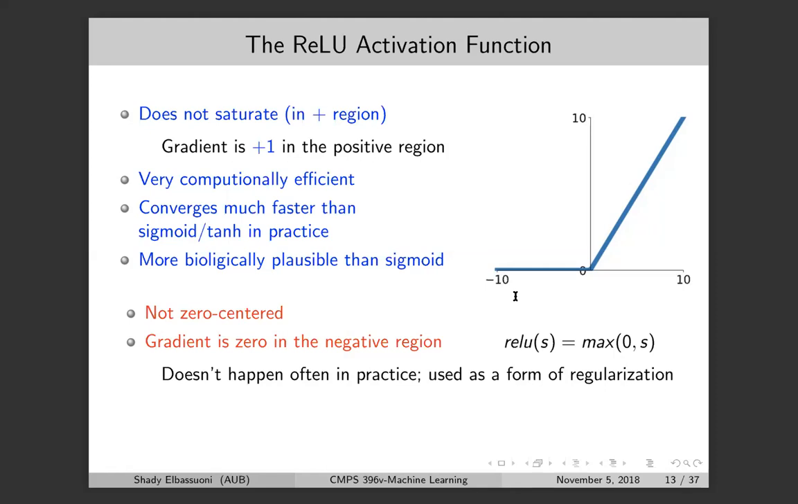I'll show it to you in the next slide, but let me finish this first, and then I'll show you a different form of ReLU, right? A more general form of ReLU, yeah? That overcomes this issue of the gradient being 0 in the negative region, okay?